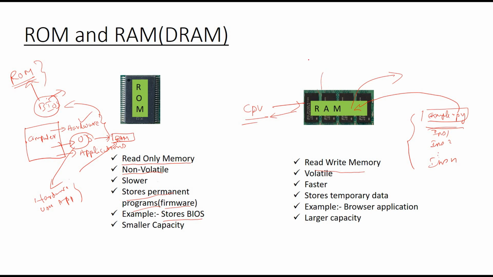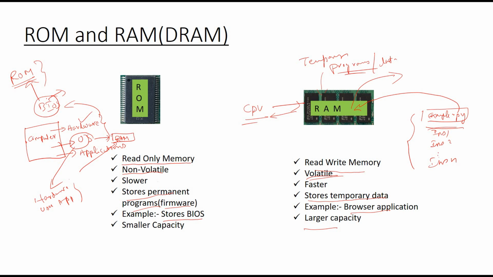So this RAM contains only temporary programs or data. That means once the execution of the program is completed, the program will not be stored in RAM anymore. That means RAM is volatile and it stores temporary data or temporary programs. For example, if you open a browser, for example Google Chrome, that will be loaded into RAM and will be present in RAM until we close the browser application. It has larger capacity and it is faster when compared to ROM.